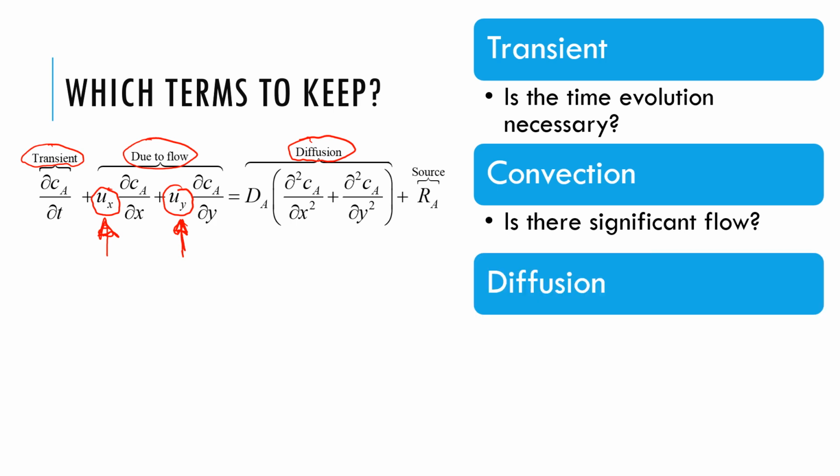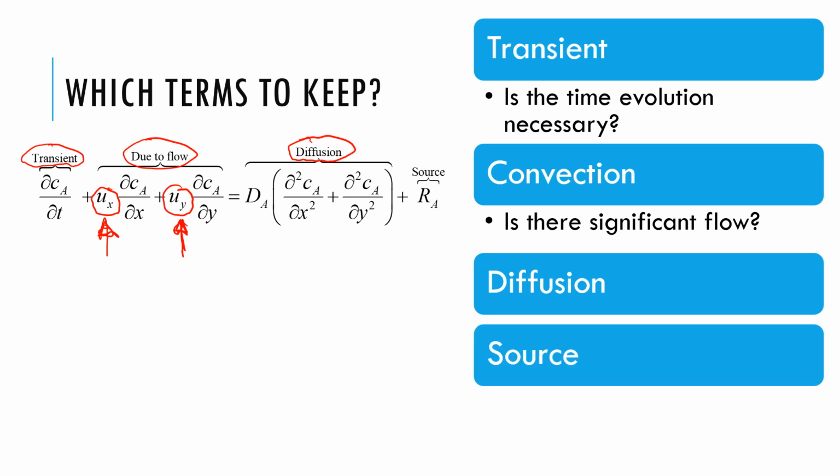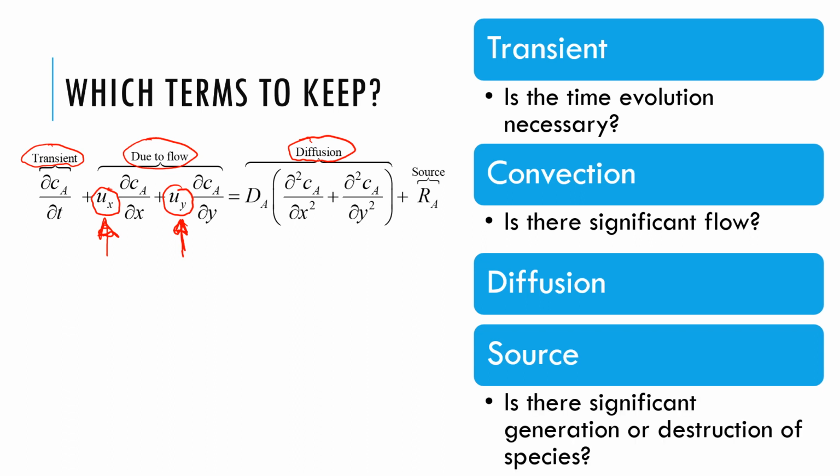So that was diffusion. And then finally, for the source term, which would be either the species is being degraded or some of it is being generated, if those processes are significant, we should include it. But just because the process is there doesn't mean we need to include it. It may be very small in comparison. And that's what we just talked about.